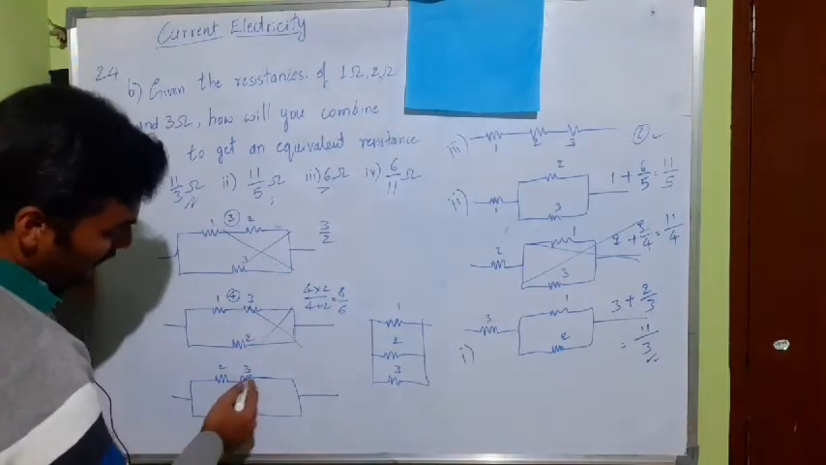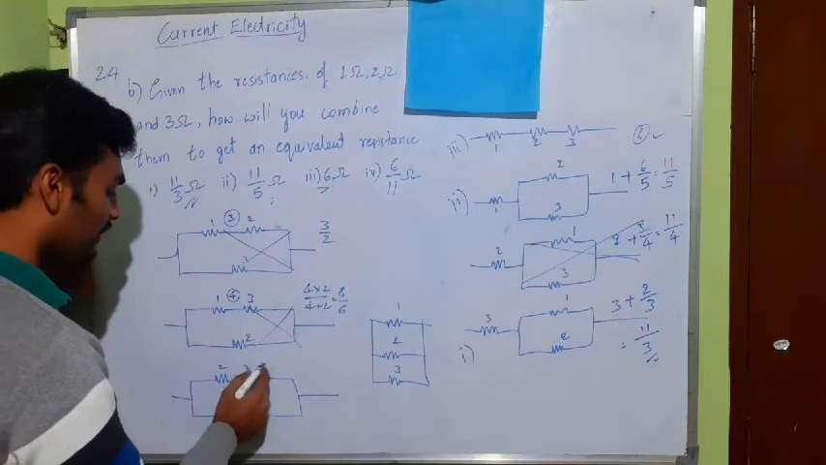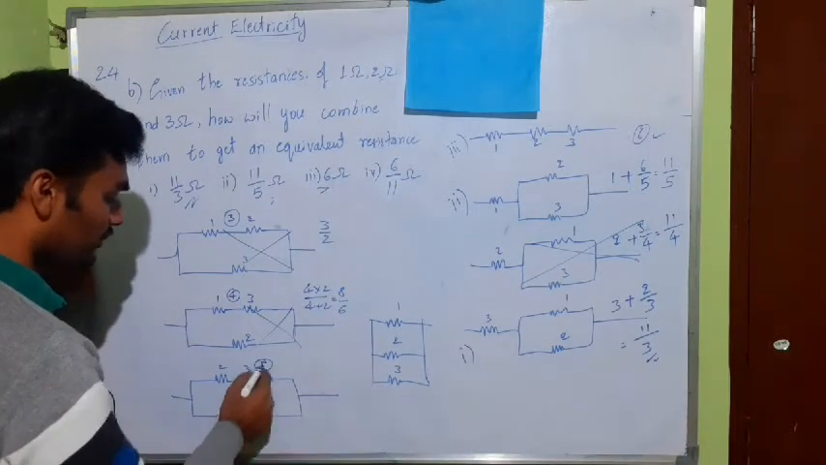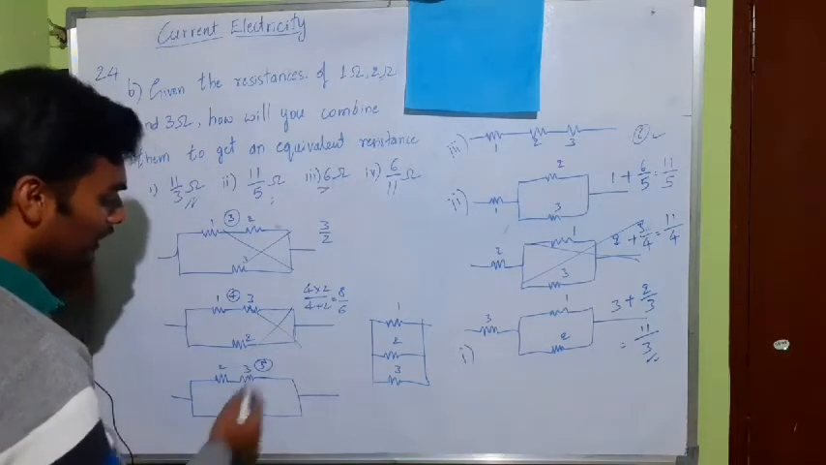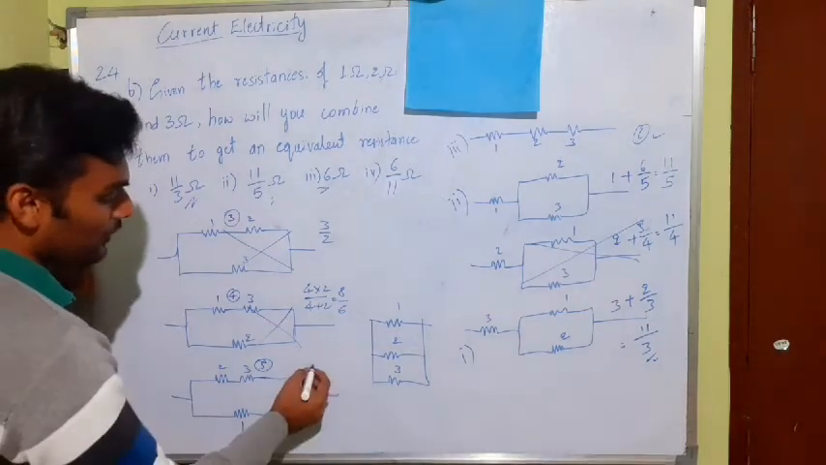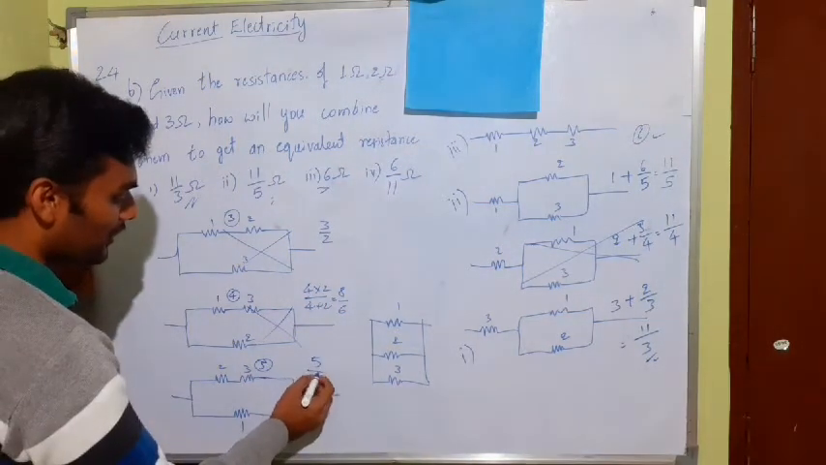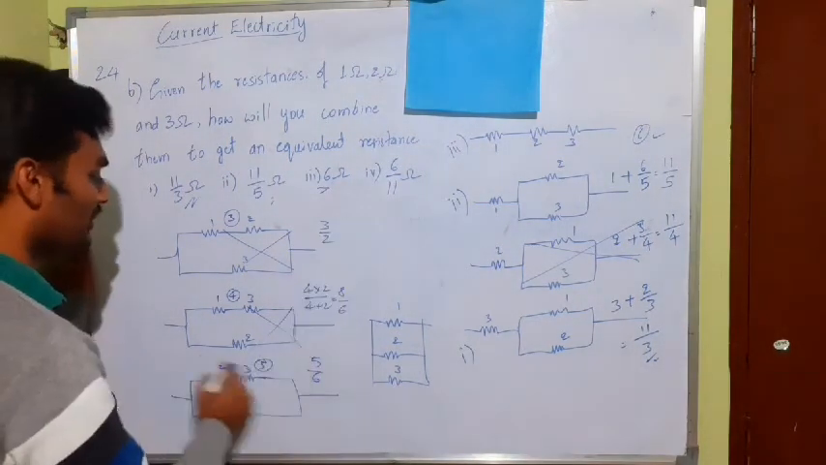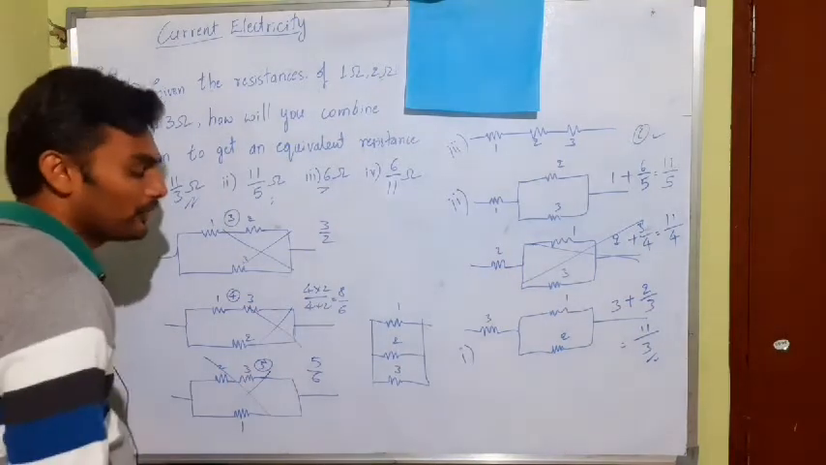Now here, 2 and 3 in series, 5 is the effective, and 5 and 1 in parallel. So it's 5 ones are 5 by 5 plus 1, 6. 5 by 6. Do we have 5 by 6? No, this is not so useful for us.